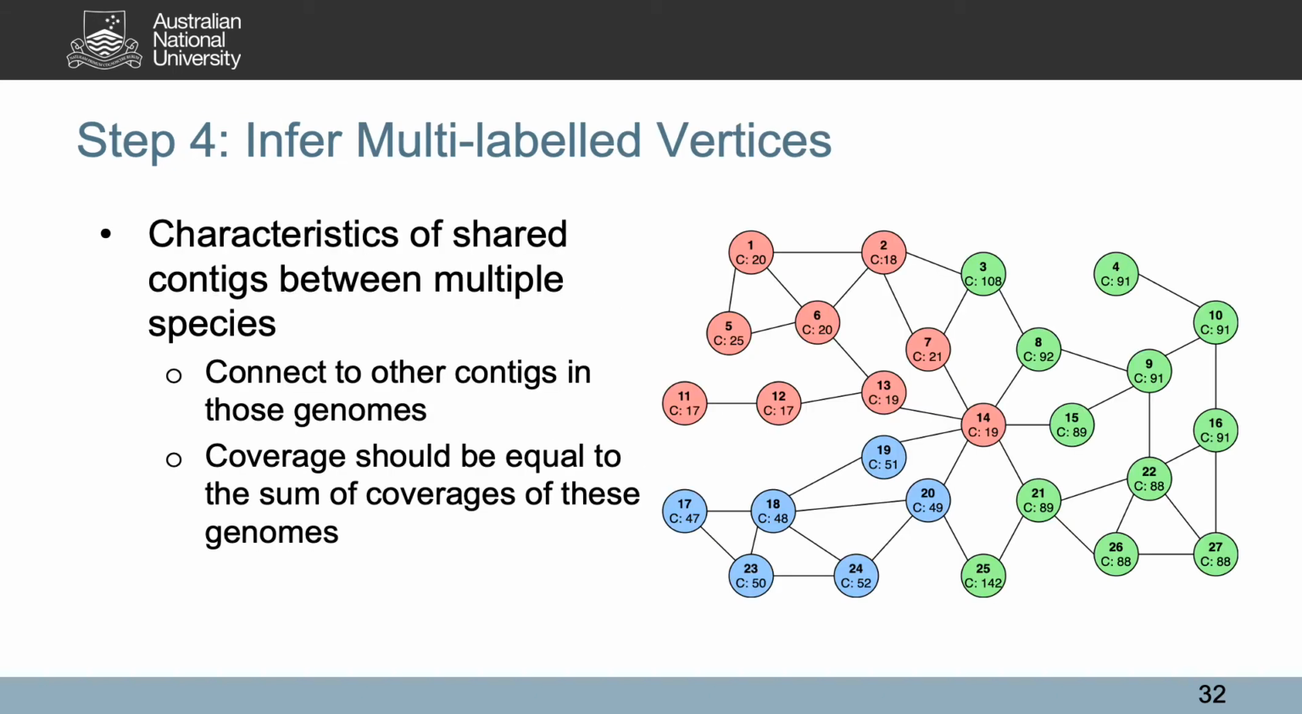Before moving to the method, let's see what the characteristics of shared contigs between multiple species are. These contigs connect to other contigs in those genomes and their coverage should be equal to the sum of the coverages of those genomes. Keeping these characteristics in mind, let's see how we can detect such multi-labeled vertices.